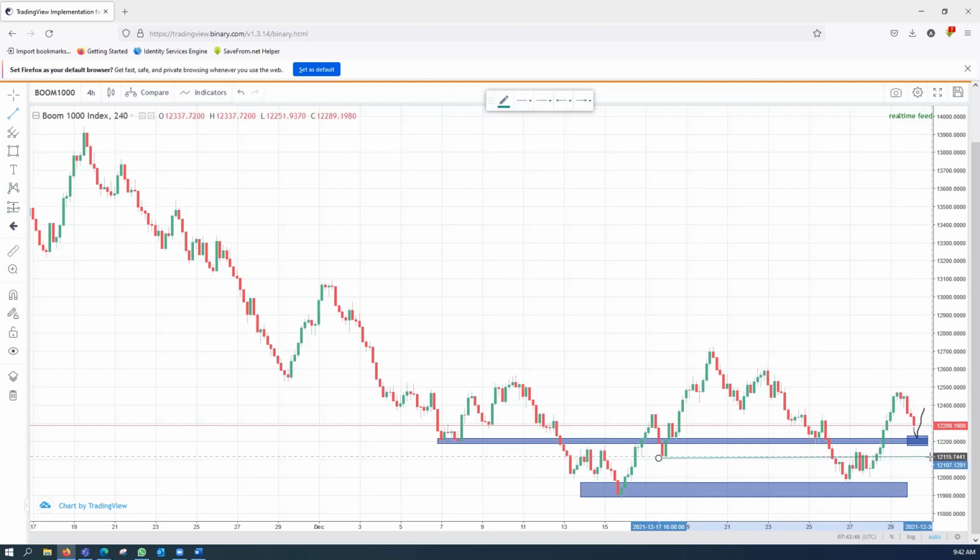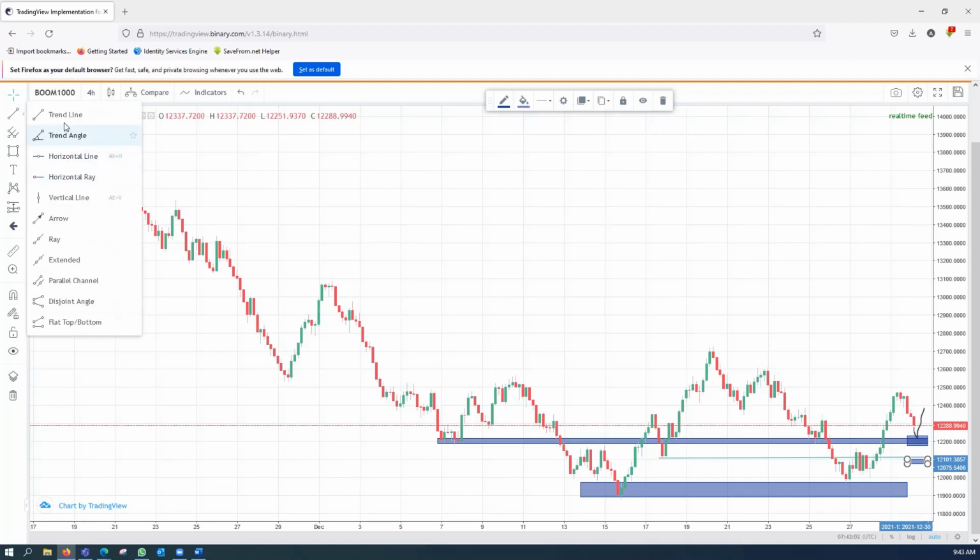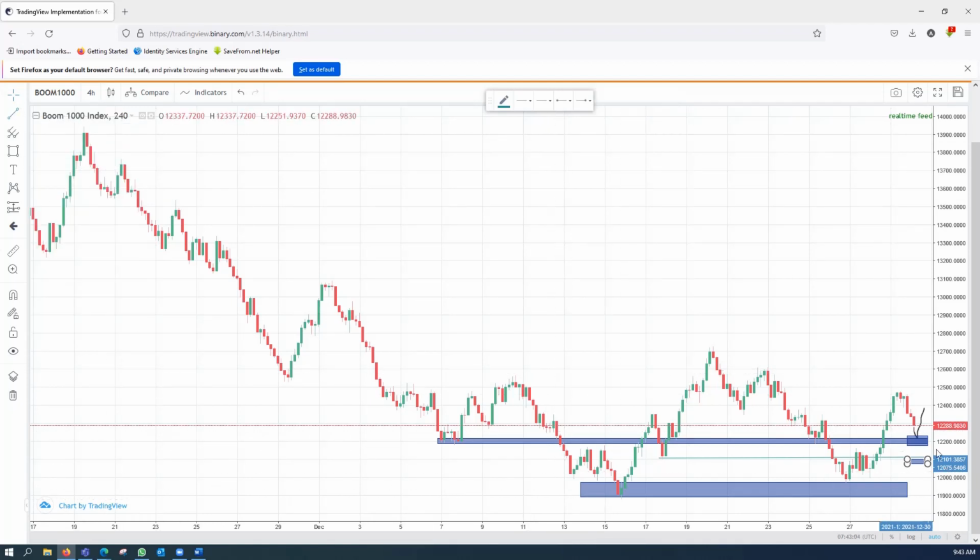And just below it, if you have a good account, a big account, just below it, that's where you put your stop loss. But if you know your account is tiny and you don't want to risk a lot, then you can put your stop loss just below here.